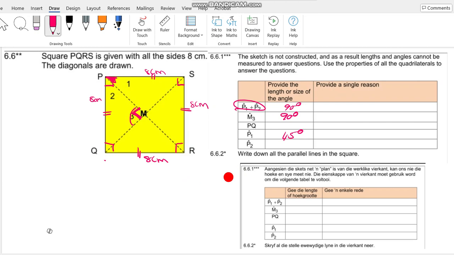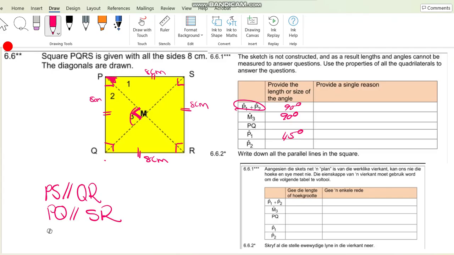I'm going to read the question here from my side. Well, no, it's there as well. Write down all parallel lines in the square. Skryf al die ewewydige lyne in die vierkant. So try and see if you can remember it. So PS would be parallel to QR, and PQ would be parallel to SR.